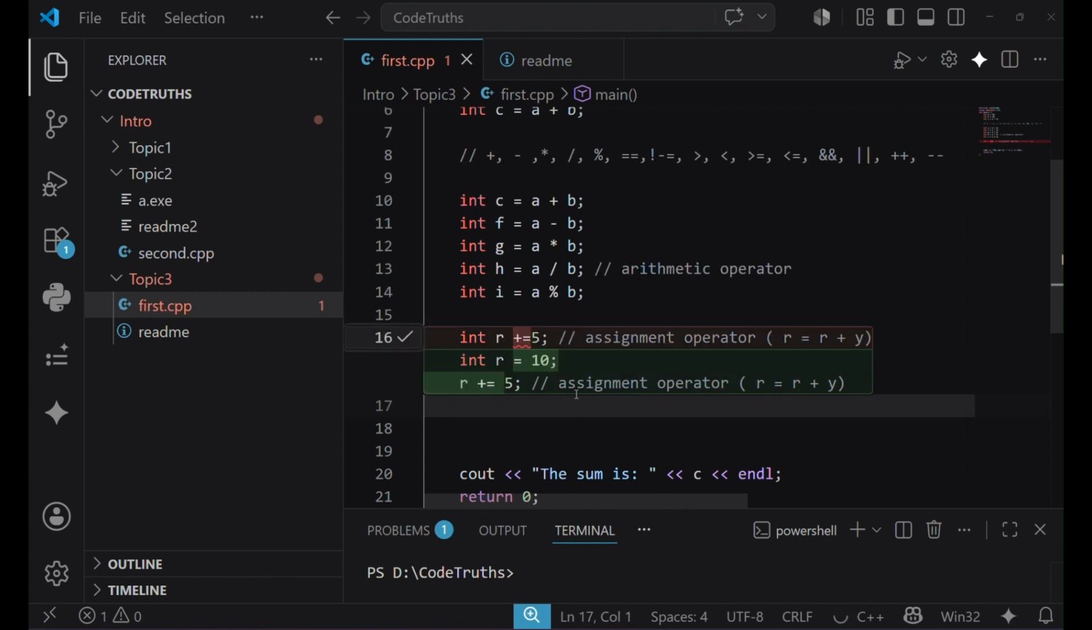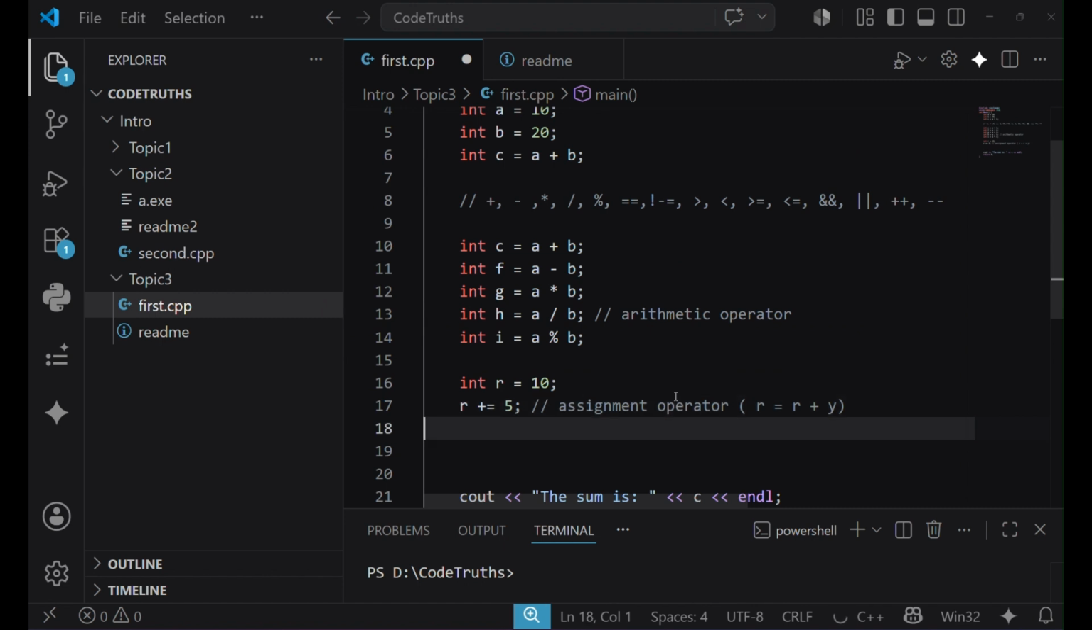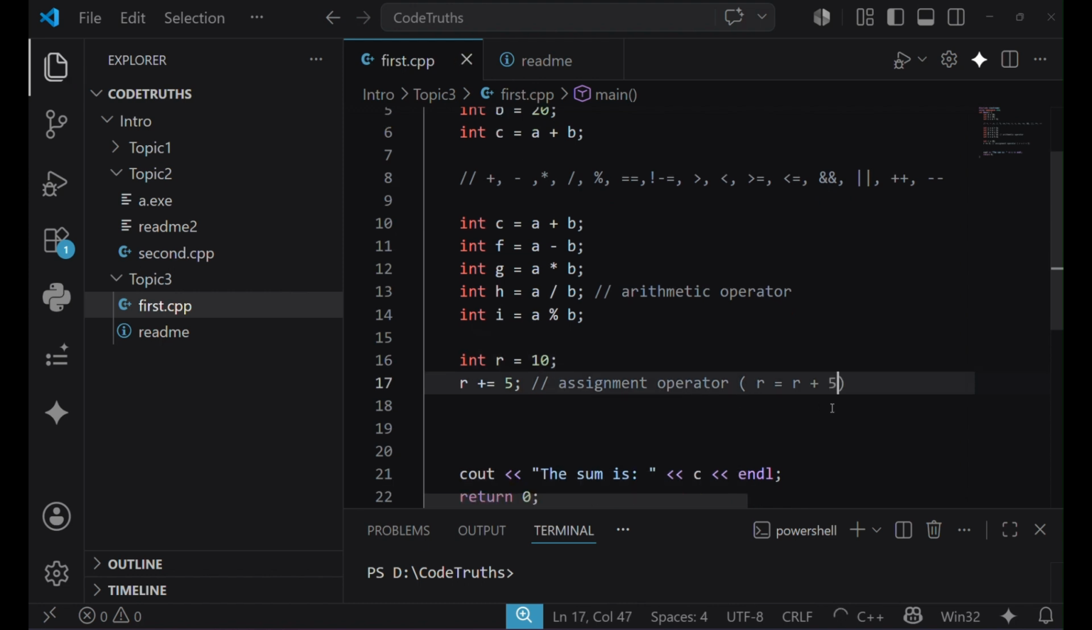So the value of r is 10, and then it assigns r equal to r plus 5, the current value plus 5. So it is doing the arithmetic operation as well as the assignment, both. These are basically shortcuts. Instead of writing x equal to x plus 5, we just write x plus equal to 5, a shortcut.